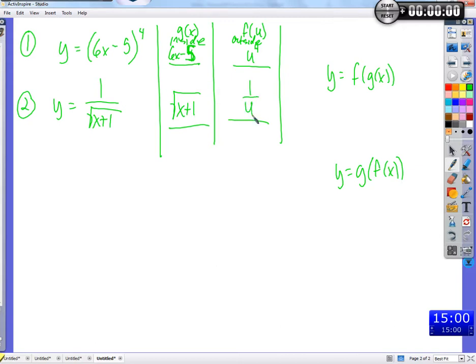Could it be like just x plus 1 for g of x? Yes. Could you do it like for g of x, let's have x plus 1 for f? Yeah, there are options. So you could say x plus 1 over the square root of u, which is probably, at this stage, what we're supposed to do.